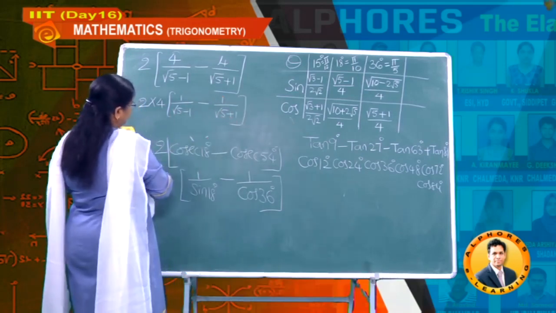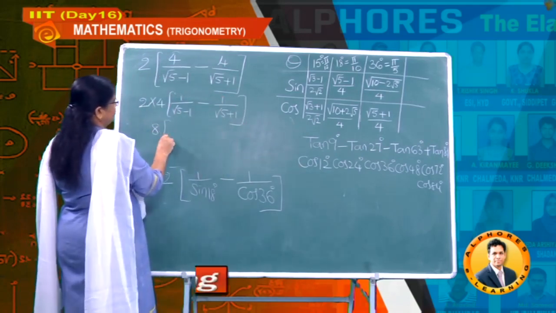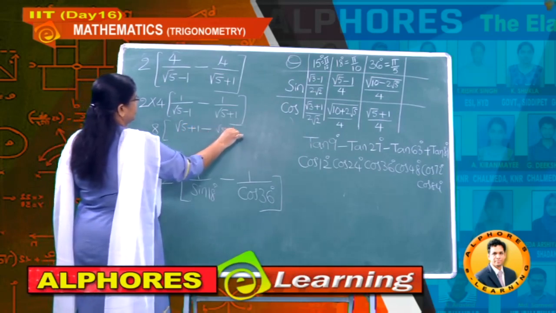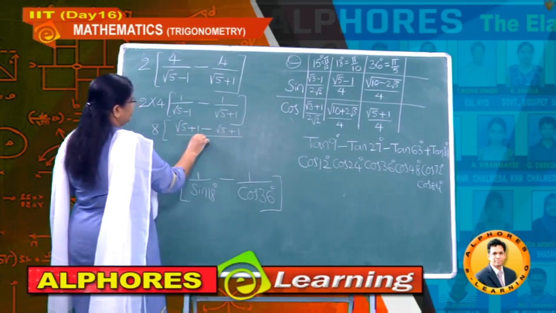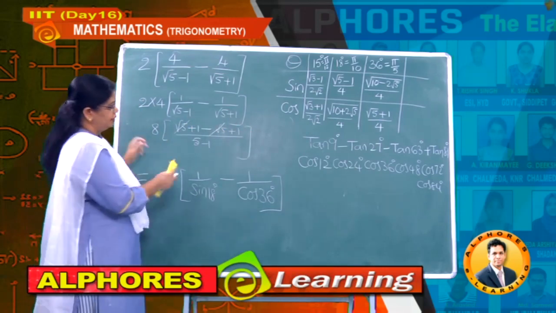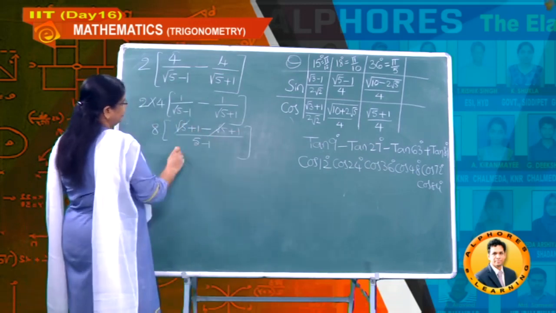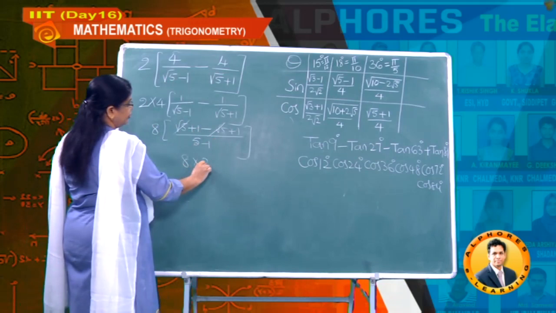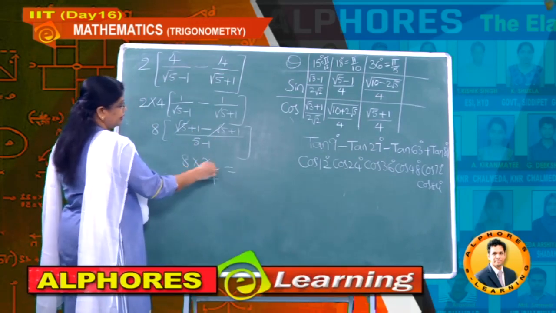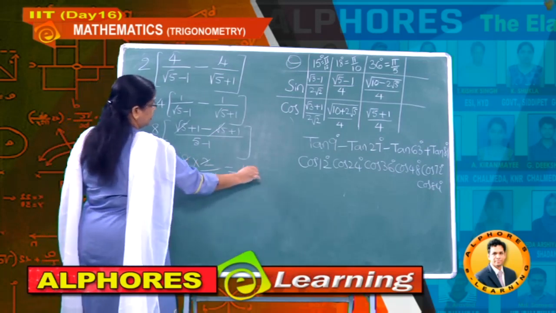You can do rationalization there itself, or else do the LCM here. So (root 5 plus 1) minus (root 5 minus 1) divided by 5 minus 1. Now root 5 and root 5 get cancelled. What is the final value? 1 plus 1 is 2, 8 into 2 divided by 4. So students, the answer is 4.